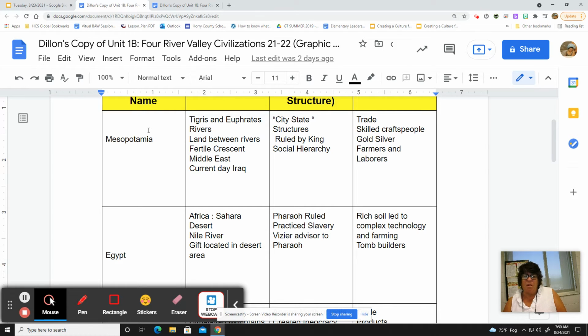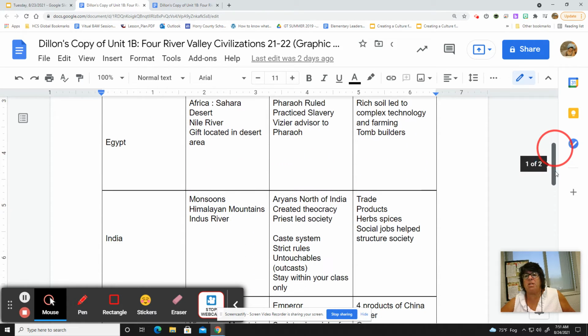Structures: it was a city-state. Later when we talk about Greece, you'll see the importance of a city-state. It actually is a small community where everyone has almost the same beliefs, the same allegiance to different structures within their society. It was ruled by a monarchy, which is a king, and they were very, very skilled craftsmen, which you'll see in the field trip today.